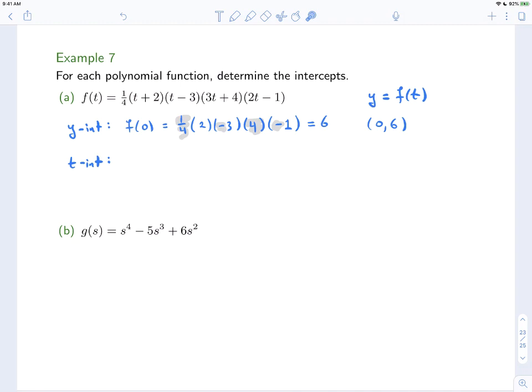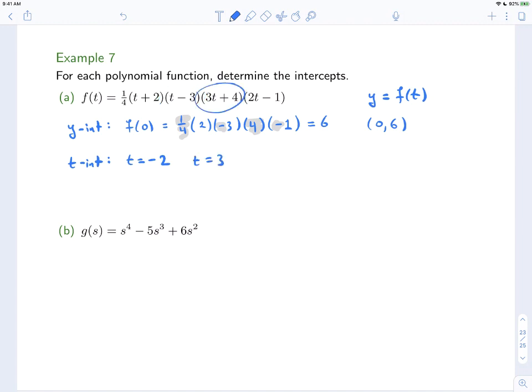The t-intercepts occur precisely when y is equal to 0. So y is equal to 0 when one of these factors is 0. In order to determine the t-intercepts, we just need to figure out what t's make this equal to 0. So we have t equals negative 2 for this one. For this one, we're going to have t equals 3.